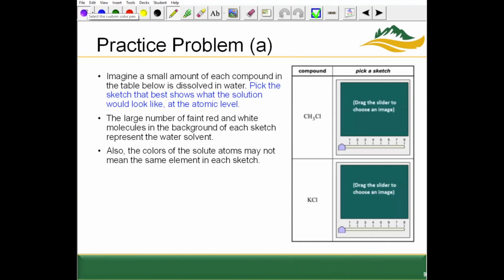So now for the topic we're looking at, let's solve this practice problem based on everything we just went through for ionic versus molecular compounds and how they dissociate into water or how they don't dissociate into water. So we're going to pick the sketch that best shows what the solution would look like at the atomic or molecular level. The large number of faint red and white molecules in the background are going to be our water. And then we have these two compounds here. So let's talk more about, is this molecular? Is this ionic? How does that matter for the sketch in the end?